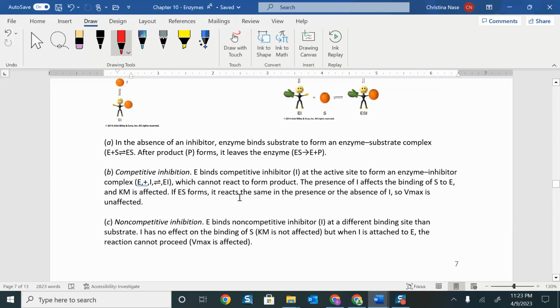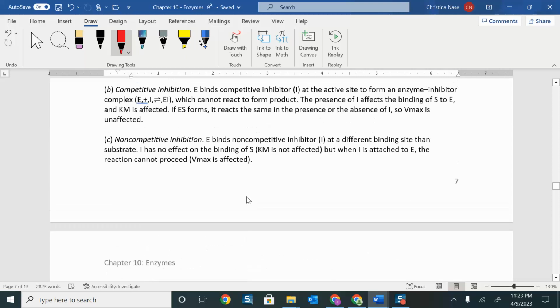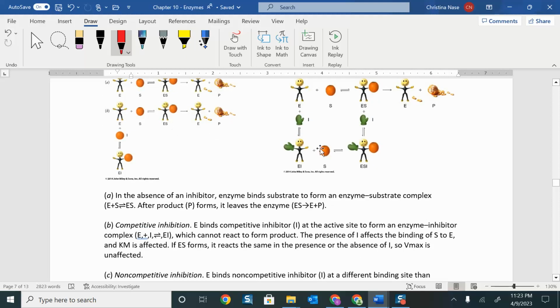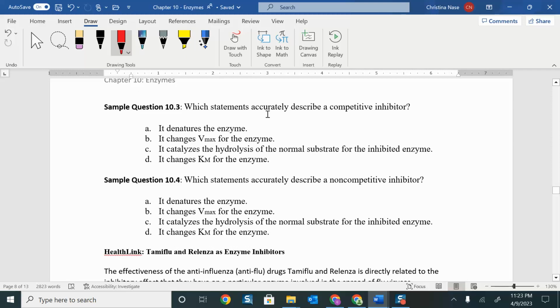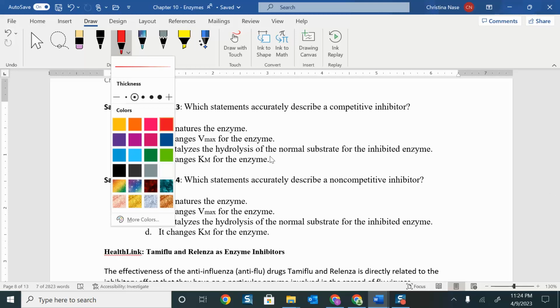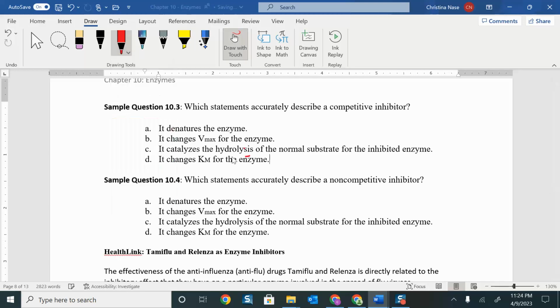So you have your competitive inhibitors, non-competitive inhibitors. The competitive are going to bind at the same site. The non-competitive ones will not bind at the same site. So which statement accurately describes a competitive inhibitor? So a competitive inhibitor is going to bind at the same site as the substrate, so right at the active site. So it's going to change the Km for the enzyme, right? So this is what's going to happen here. All right, so it's going to change the Km for the enzymes.